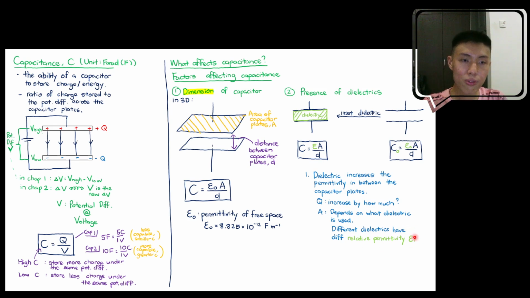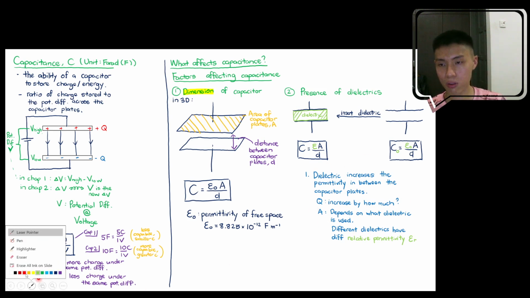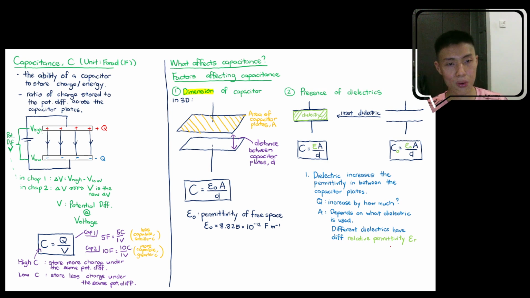So if you know the value of epsilon r, let's say epsilon r is 3, that means your permittivity increased by 3 times. If relative permittivity is 5, then it increased by 5 times. That's the idea.